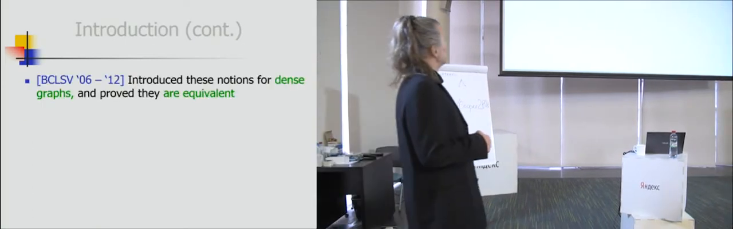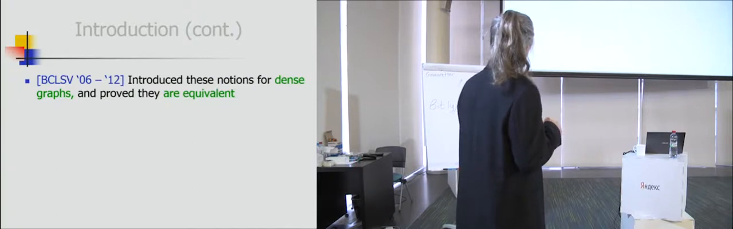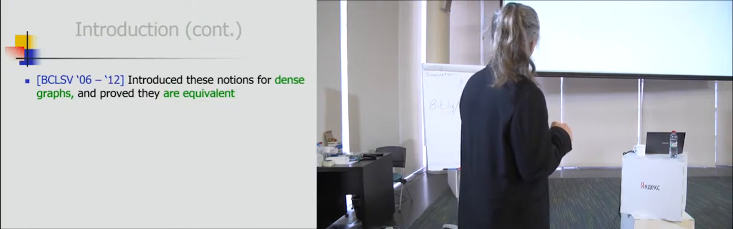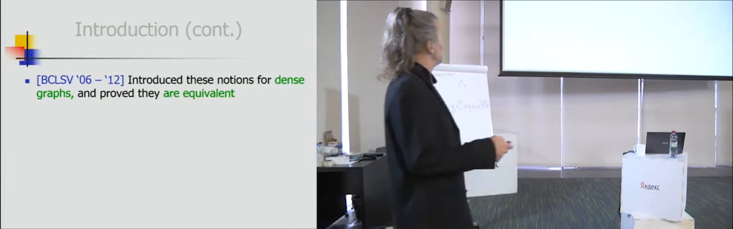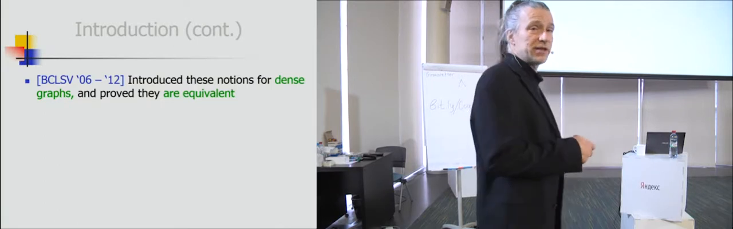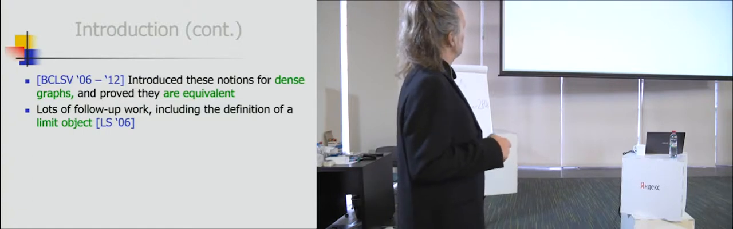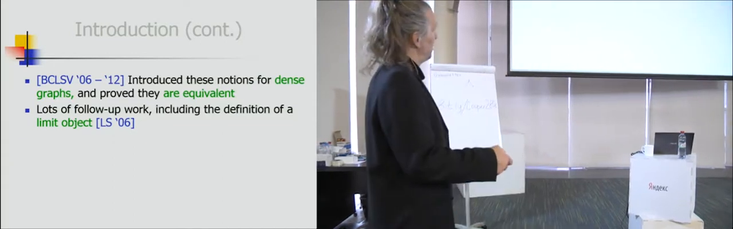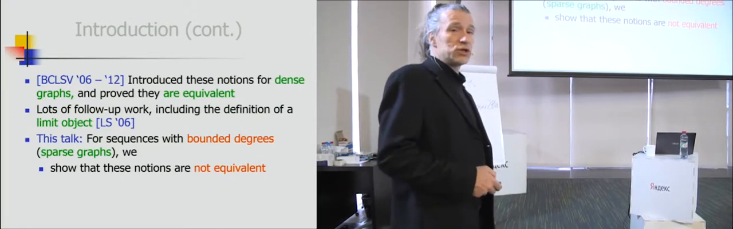Together with Laci and some other co-authors, Vera Sós and Katalin Vesztergombi, myself, Jennifer, Laci Lovász, Vera Sós, and Kati Vesztergombi, we introduced these notions of convergence for dense graphs and proved that they're equivalent for dense graphs. And then there's lots of follow-up work. Immediately in the beginning, Laci, together with one of our postdocs, proved that you have a limit object.